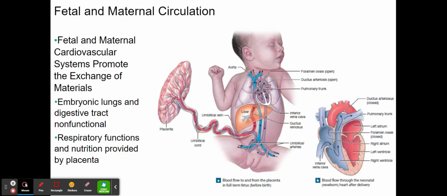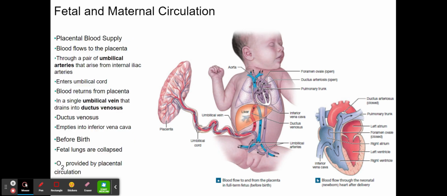The fetal cardiovascular system differs from the adult cardiovascular system because the fetus and the adult have different sources of respiratory and nutritional support. Most strikingly, the fetal lungs are collapsed and non-functional, and the digestive tract does nothing to digest. Instead, diffusion across the placenta provides for the respiratory and nutritional needs of the fetus.